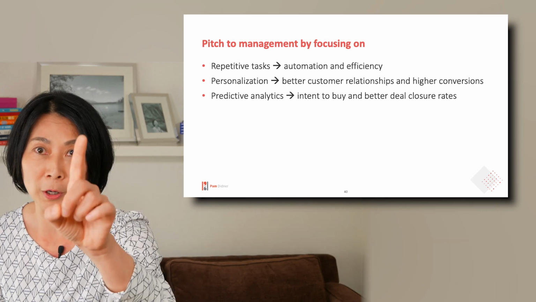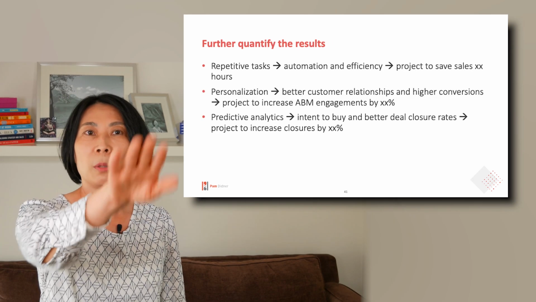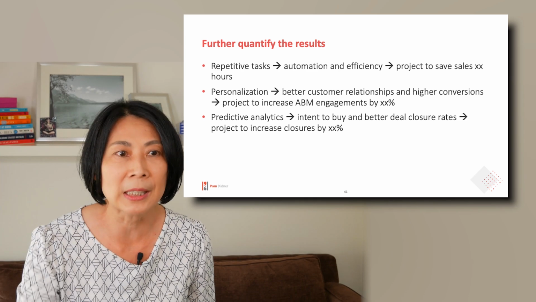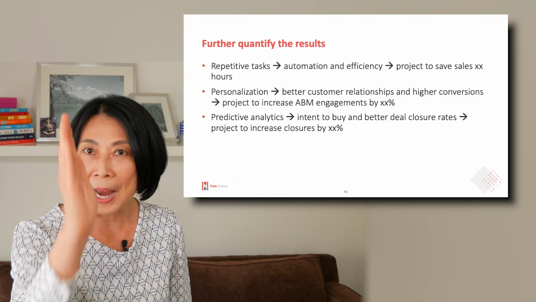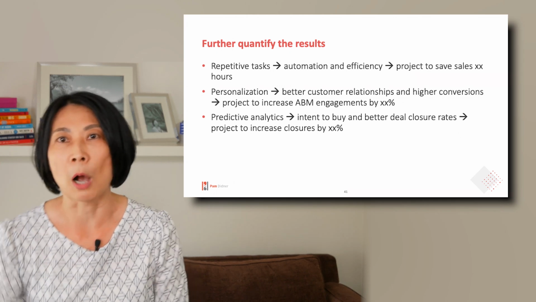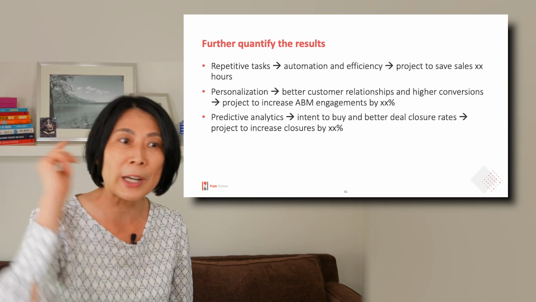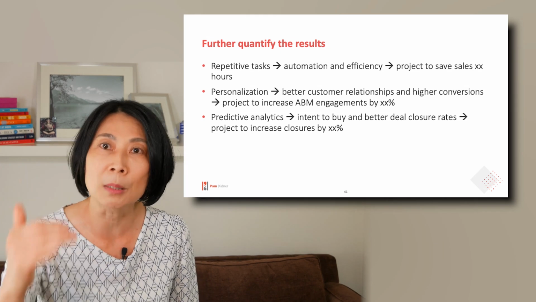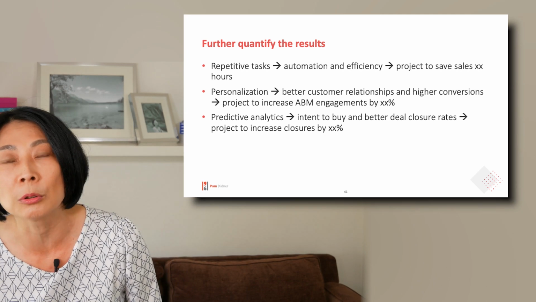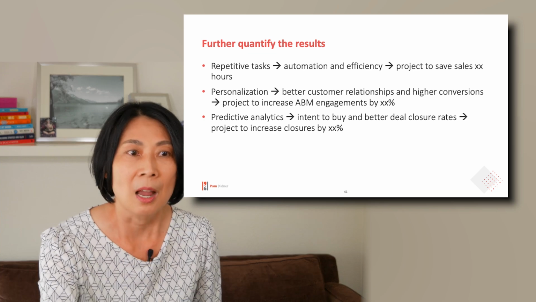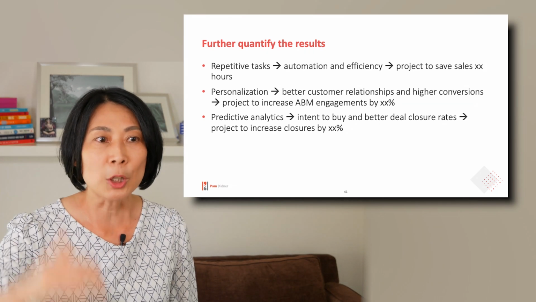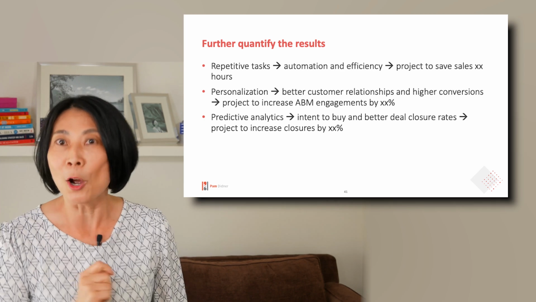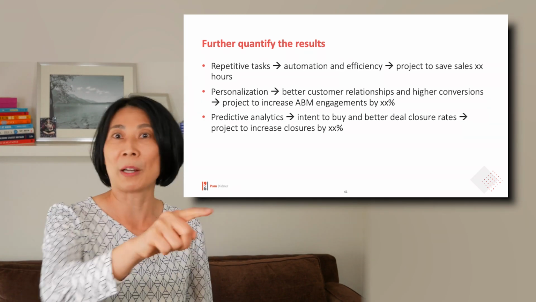Further, let's take it one step further when you do the pitch. When you are talking automation and efficiencies, great. Can you quantify the results? Can you basically say, by doing this, I project that's going to save our sales a number of hours? Can you also say, when we do this personalization, that's going to project to increase the account-based marketing engagements by a certain percentage? Same thing when you do predictive analytics, not just talking about the propensity to buy, can you project to increase the closure rate by a certain percentage? You were like, oh my God, that's a lot to ask. I know. When you try to pitch anything, that's what you need to do.